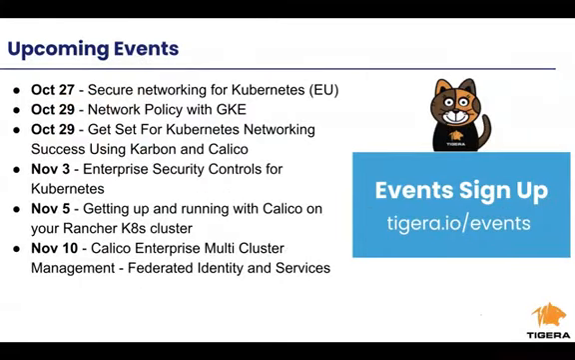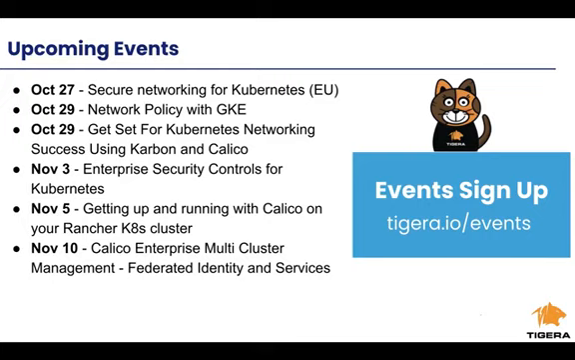We also have some additional upcoming training events. Later this month, we've got secure networking for Kubernetes in an EU time zone, so if you wake up way earlier than me, you have one in your time zone. Then we have network policy with GKE, enterprise security controls for Kubernetes, and getting up and running with Calico on your Rancher Kubernetes server. You might be doing Rancher on-prem, which is one of the supported cluster versions for our enterprise trial.